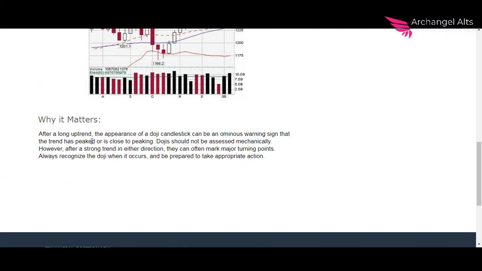So why it matters: after a long uptrend, the appearance of a doji candlestick can be an ominous warning sign that the trend has peaked or is close to peaking. Dojis should not be assessed mechanically, however. After a strong trend in either direction, they can often mark major turning points. Always recognize the doji when it occurs and be prepared to take appropriate action.